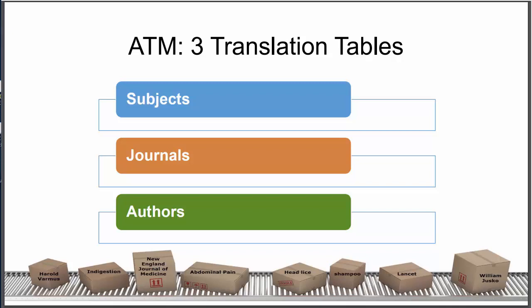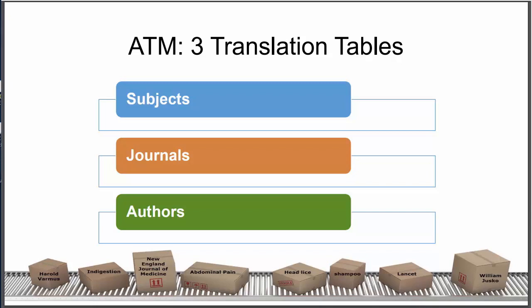Whatever terms are left will now continue on to the third stop, which is the author translation table. And again, if a match is found in the author table, the author name gets off the conveyor belt, and if no match is found, any remaining terms will be searched in all fields, which includes article titles, abstracts, author keywords, and more. And remember, PubMed does not search full text.